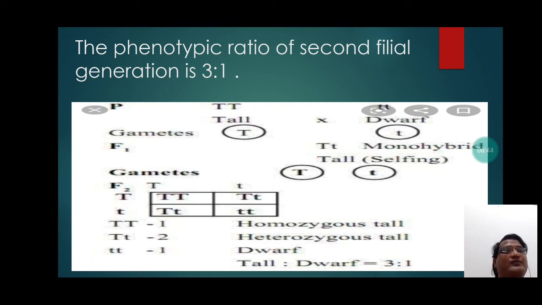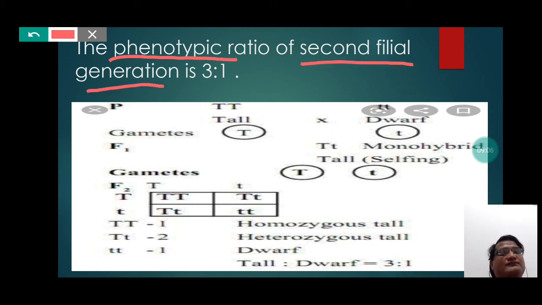The phenotypic ratio of the second filial generation is 3:1. So students, the phenotypic ratio, that is the ratio of the organisms which appear differently in the second filial generation, when noted, is found to be in the 3:1 ratio. So students, this concept can be further understood with the help of this picture.